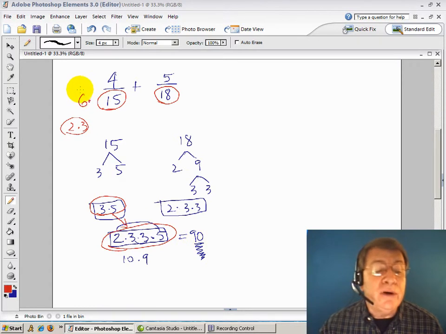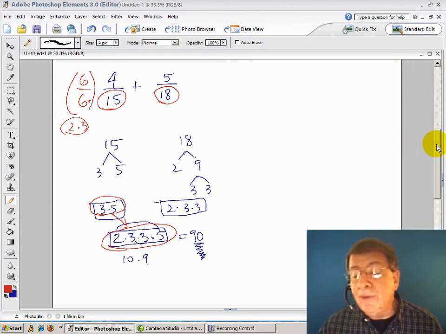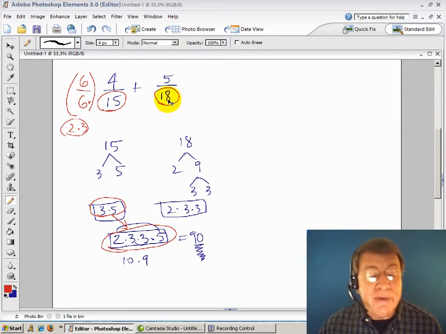But as before, when we learned about building fractions, if I do it to the bottom, I must also do it to the top, because I want to multiply by a fraction that equals 1. Now before I multiply that, let's continue with the problem.